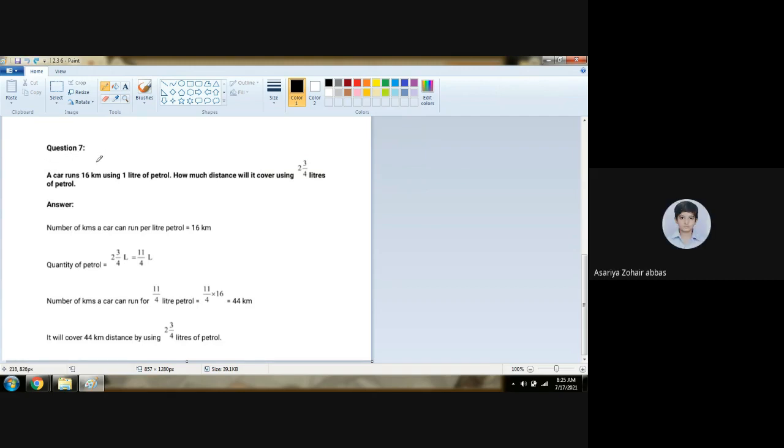Yes, beta, read. A car runs 16 kilometers using 1 liter of petrol. How much distance will it cover using 2 integers 3 upon 4 liter of petrol?